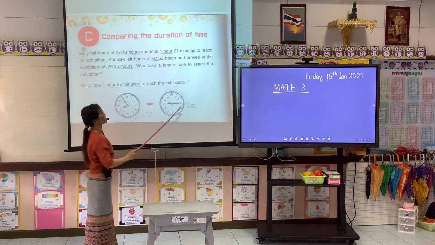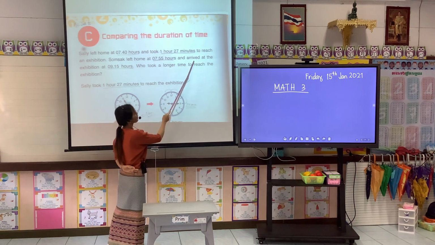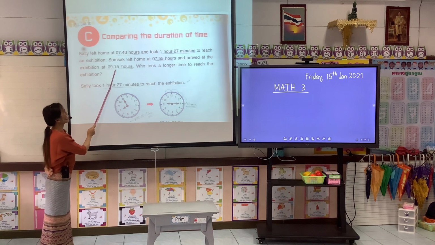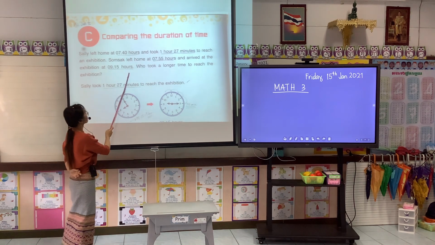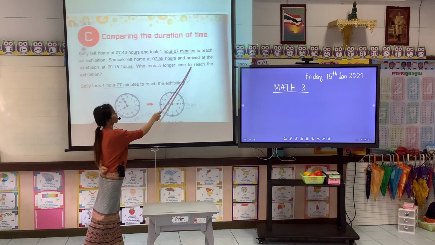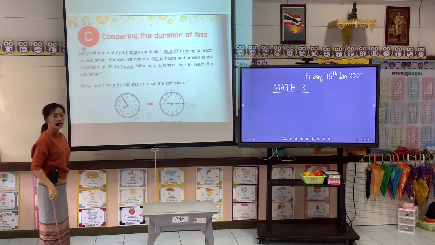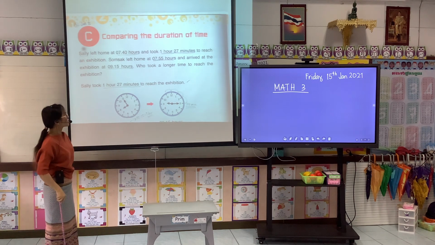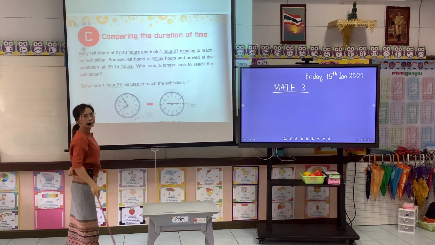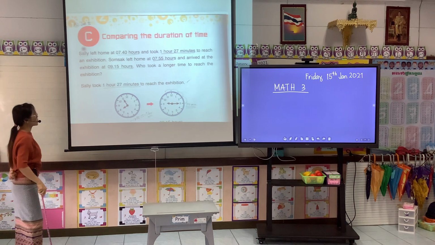Somsak left home at 07:55 hours. Okay, the same, it's 24-hour system. And arrived at the exhibition at 09:15 hours. Okay, who took a longer time to reach the exhibition? So we're going to solve the problem, looking at who took a longer time to reach the exhibition.